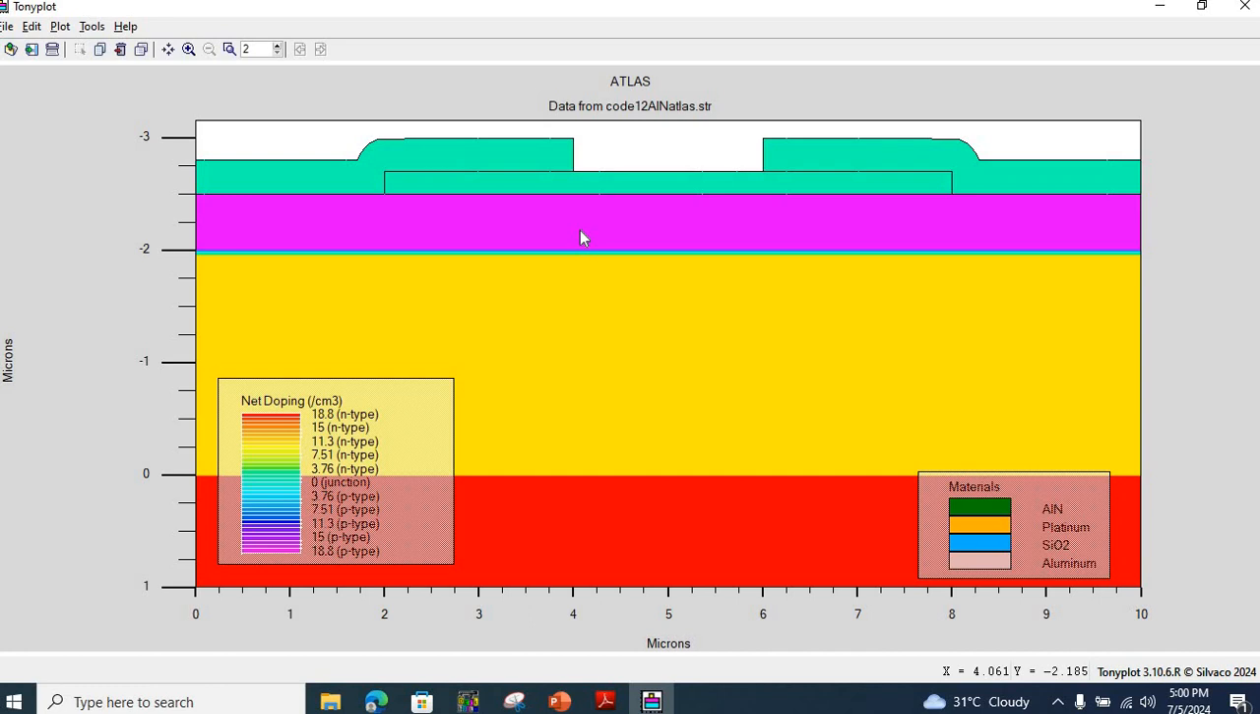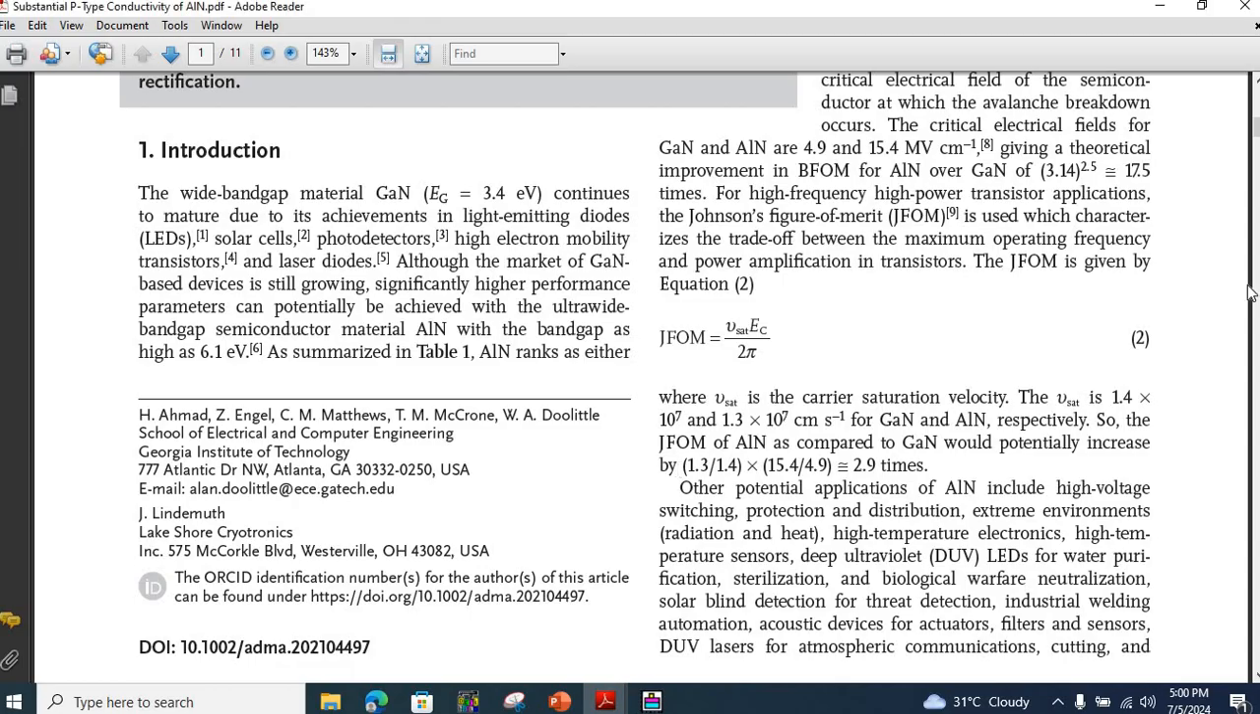Now, why did I choose these values, like 6 × 10^18 for this layer, 1 × 10^16 for this layer, and 3 × 10^18 per cm³ hole concentration for this layer? There is a reason for that. So I'm gonna take you to a couple of my papers.